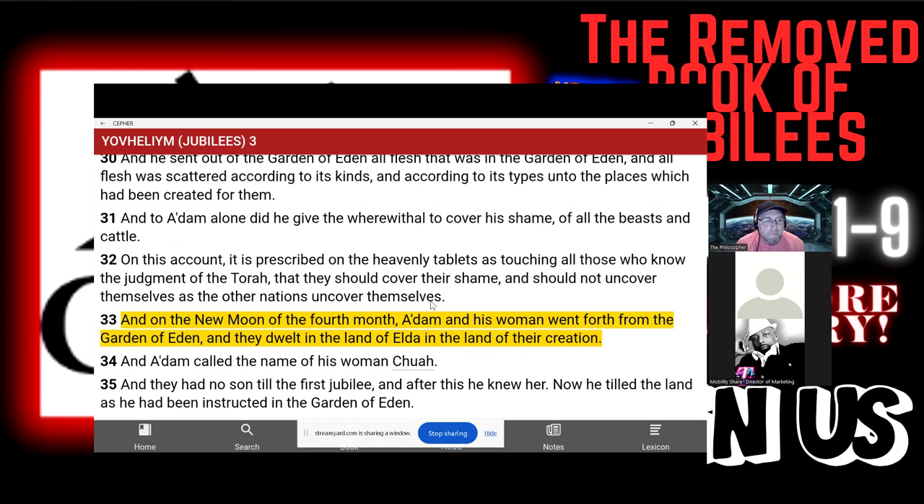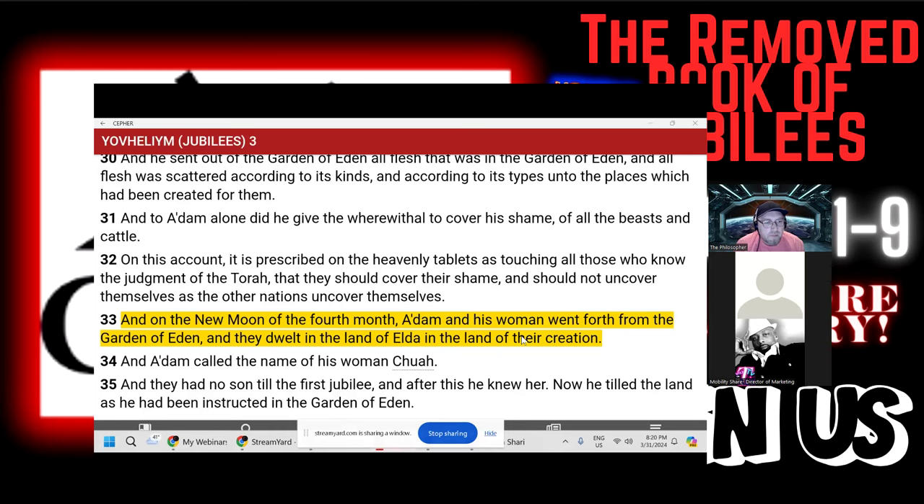And on the new moon of the fourth month, Adam and his woman went forth from the Garden of Eden, and they dwelt in the land of Elda, in the land of their creation. And Adam called the name of his woman Shua. And they had no son till the first Jubilee.